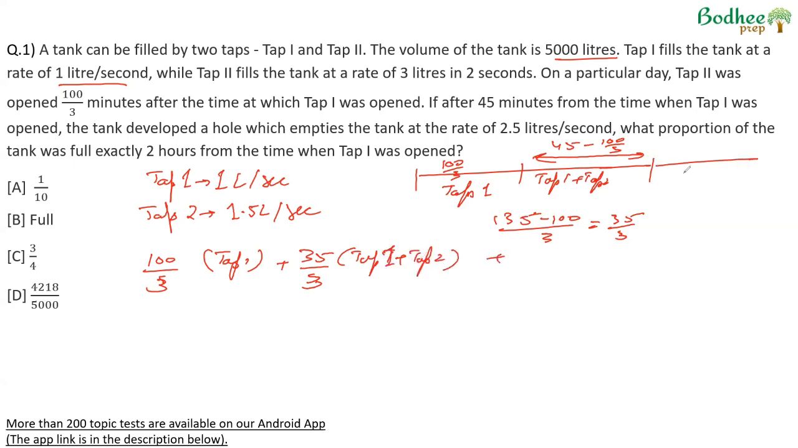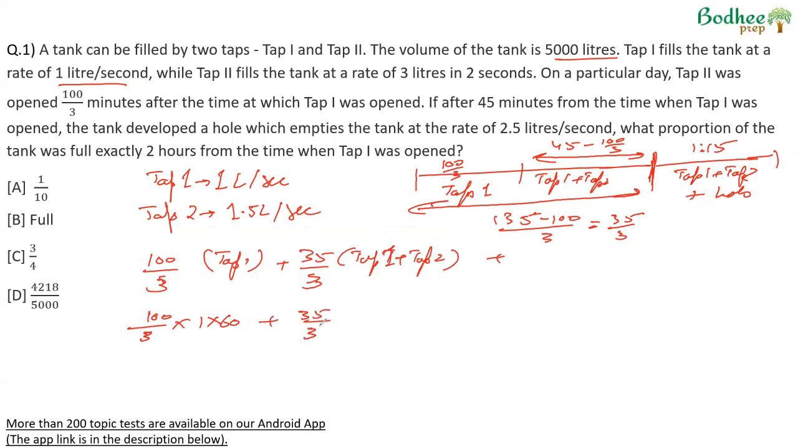Beyond this point, tap 1, tap 2, and the hole that developed, all three are operational, and the total time is 2 hours. So 45 minutes end here, and this goes on for another 1 hour 15 minutes. Now, what will be the amount of tank filled in the first two parts? For 100 by 3 minutes, tap 1 fills 1 liter per second, so 1 into 60 liters per minute. Similarly, for 35 by 3 minutes, we multiply by 60 to get the number of seconds, and when tap 1 and tap 2 are working, together they fill 2.5 liters per second. So this is the amount that gets filled in the first 45 minutes.